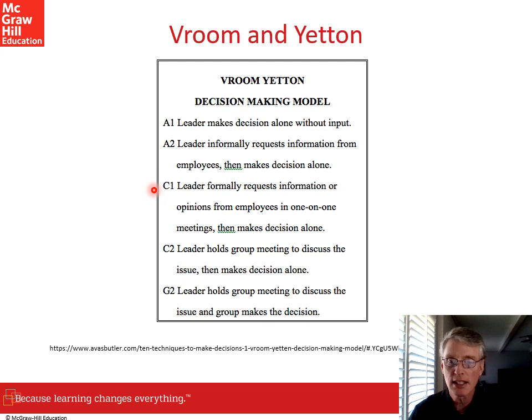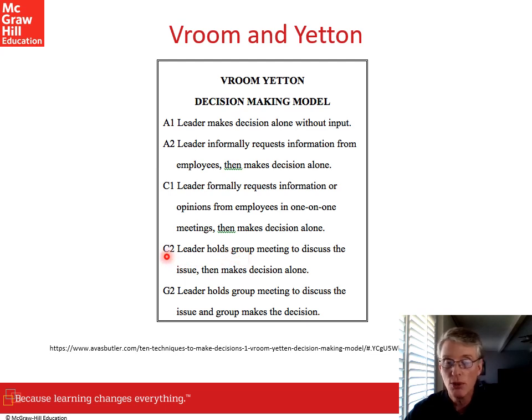Consultative is that I'm going to consult. I'm going to ask other people what their thoughts are and their opinions and maybe their suggestions. That's different from just seeking information. So on this one, the leader informally requests information or opinions from employees, one-on-one meetings. So C1, I consult with you one at a time. That's how I remember those. C2 is I'm going to consult with other people, but in a bigger forum with a group.